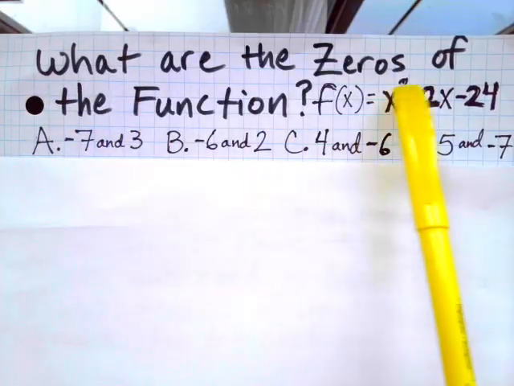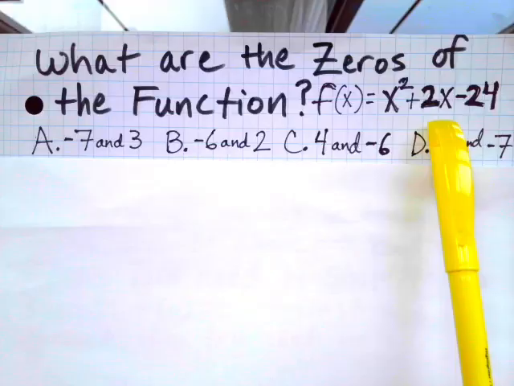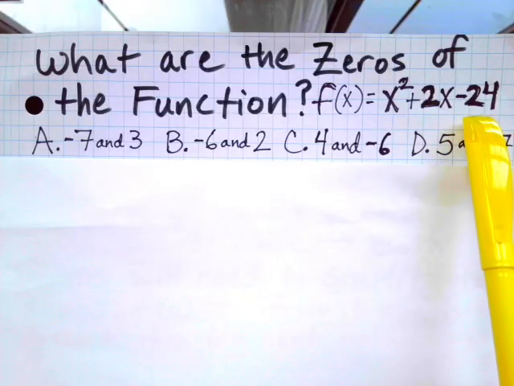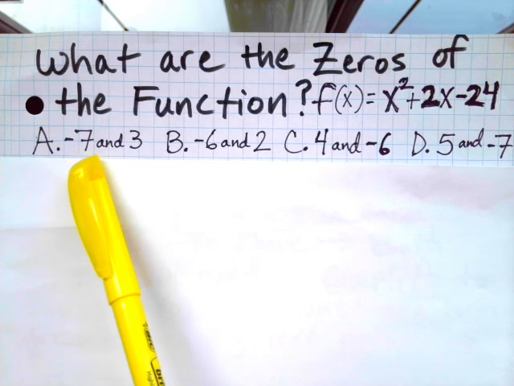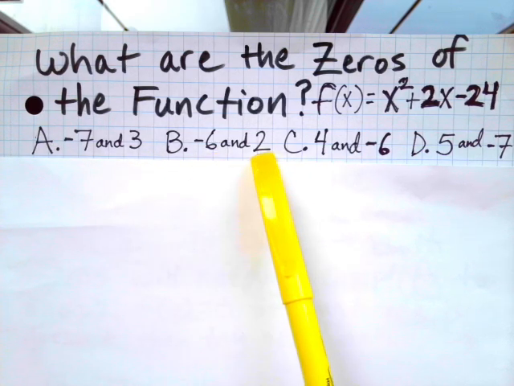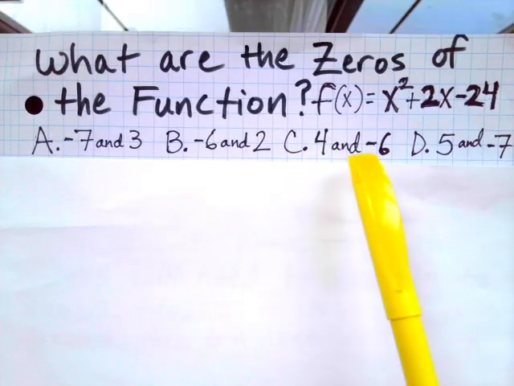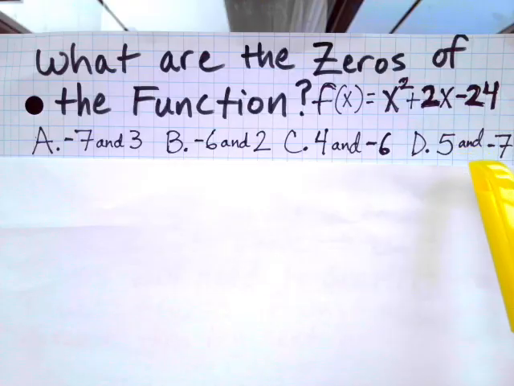What are the zeros of the function f of x equals x squared plus 2x minus 24? You have option A, -7 and 3. Option B, -6 and 2. Option C, 4 and -6. And option D, 5 and -7.